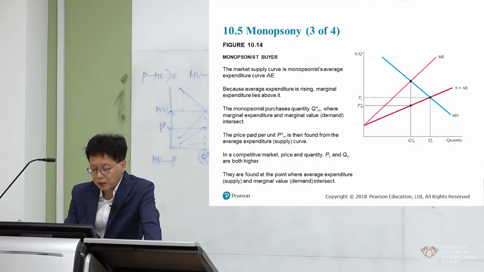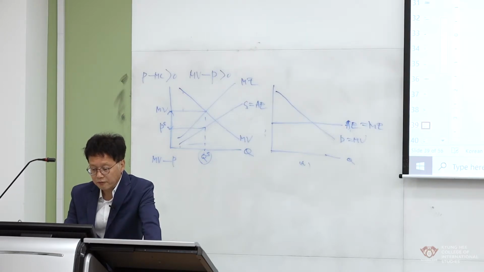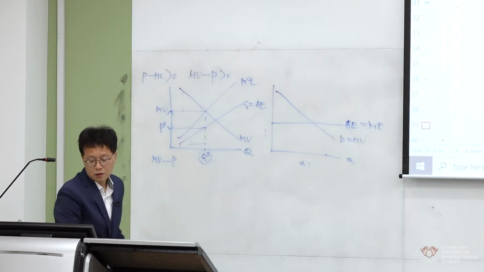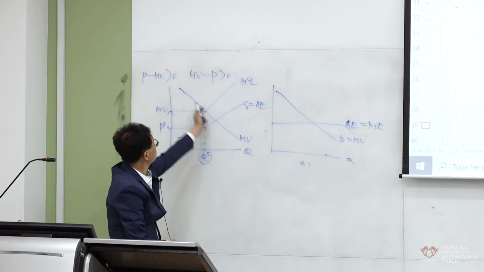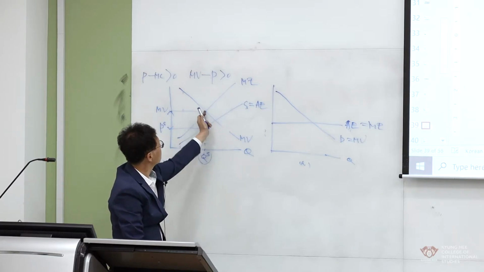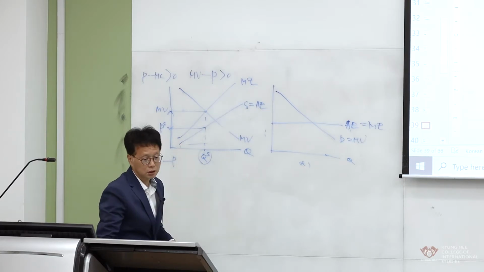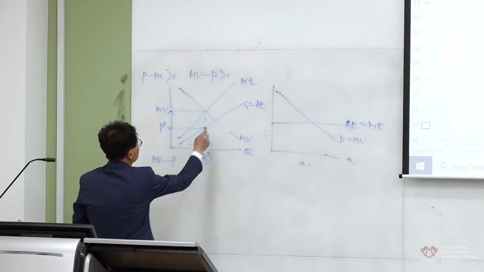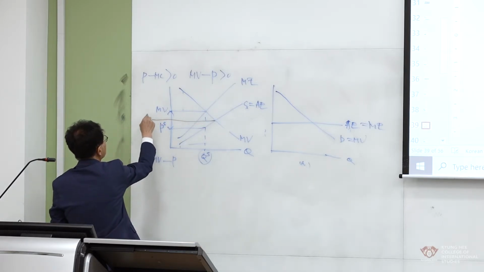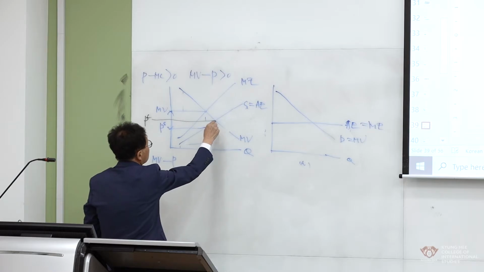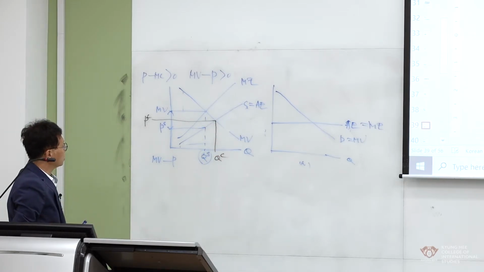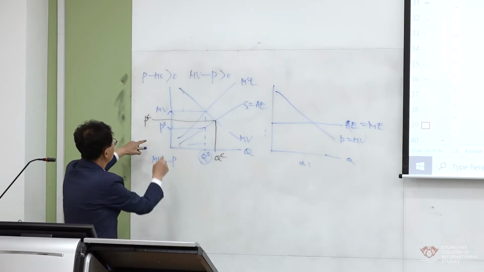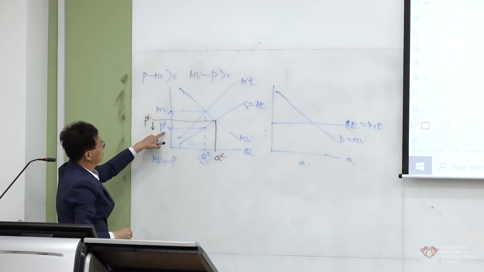In a competitive market, the price and quantity, PC and QC, are both higher. They are found at the point where supply, or average marginal value, should be equal to this one. So price should be here. That is the competitive price, and the competitive quantity is QC like this. Compared to the competitive outcome, price is lowered, right?